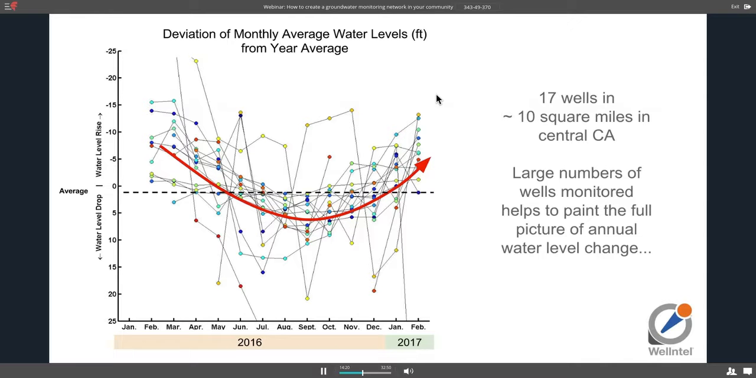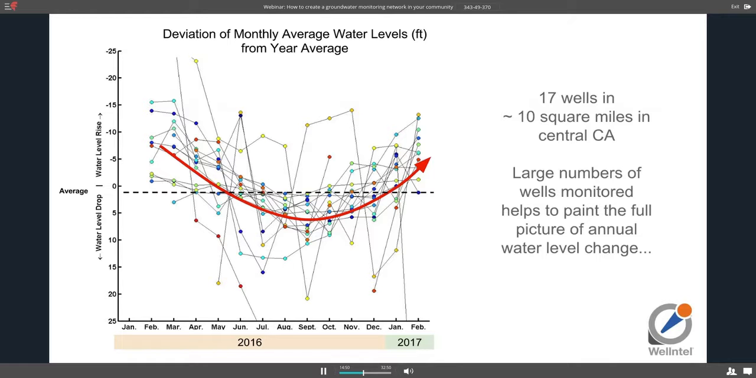Basically, what you're looking at is information from 17 wells in a 10 square mile area in Central California. This is a region where Wellntel sponsors a network of sites. And what we're trying to show here is that when you start aggregating these really dense community networks, you get a large number of wells monitored, and that really helps paint the full picture of long-term groundwater level change.